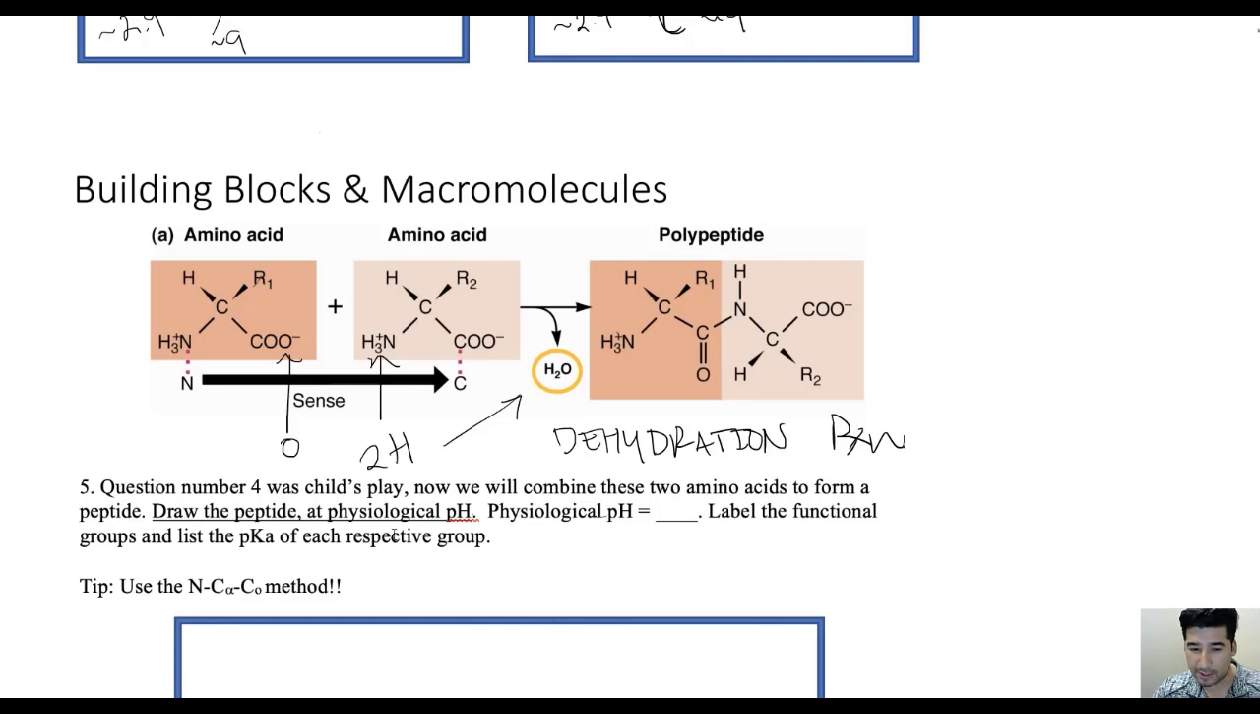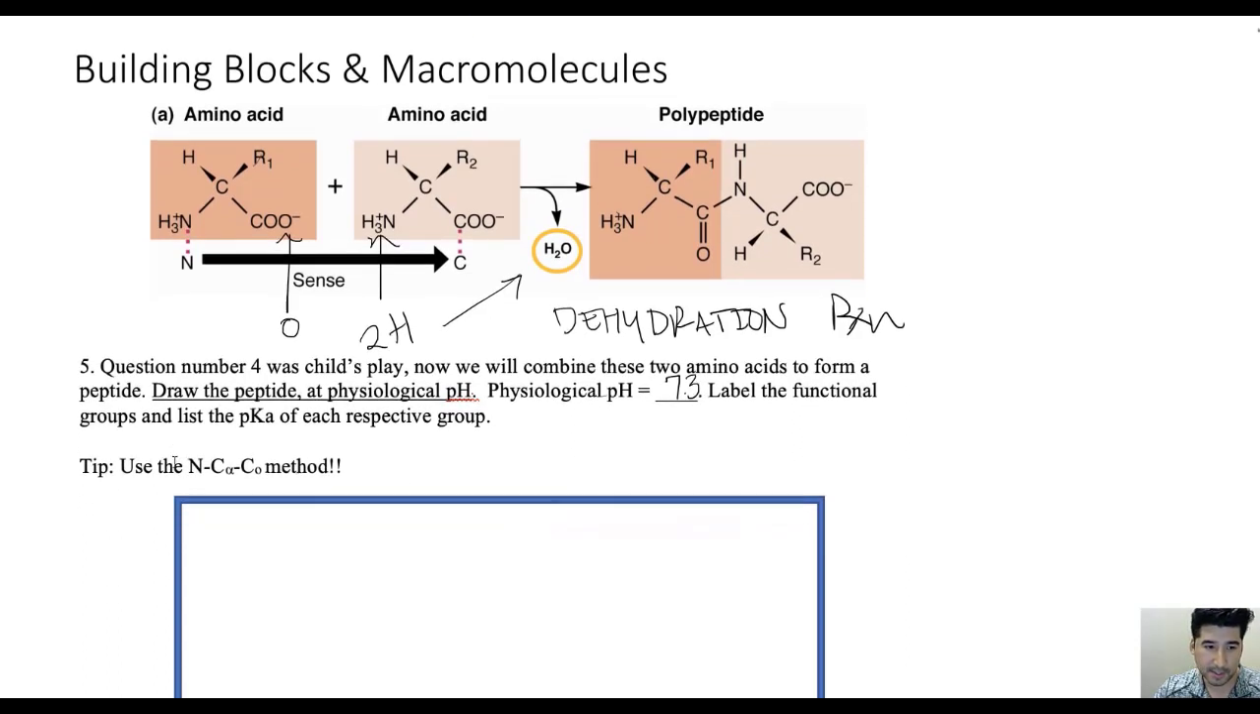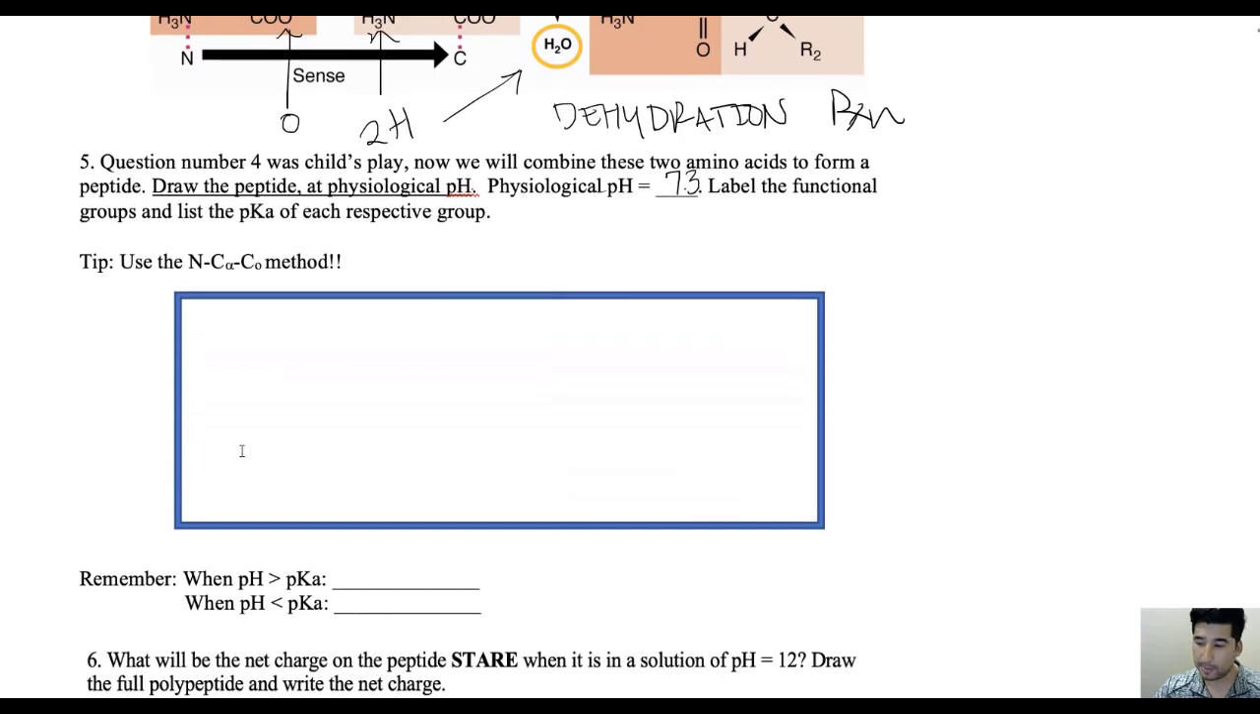Draw the peptide at physiological pH, which is about 7.3, and label the functional groups and list the pK of each respective group. So the amino acids that we had were glutamic acid and phenylalanine.